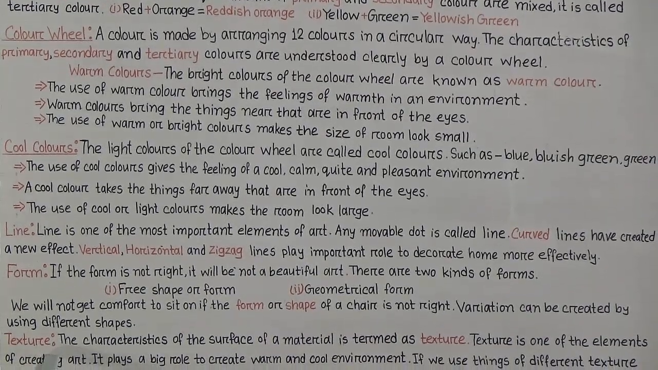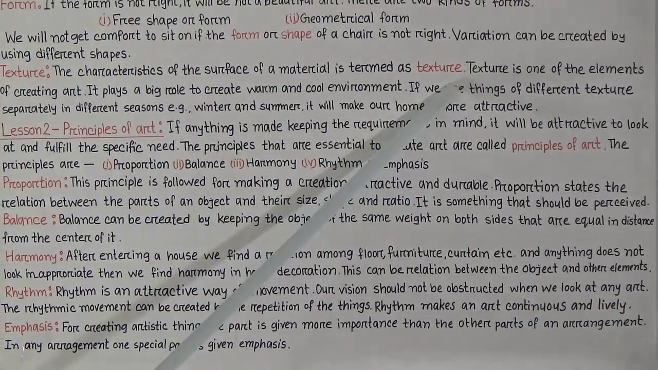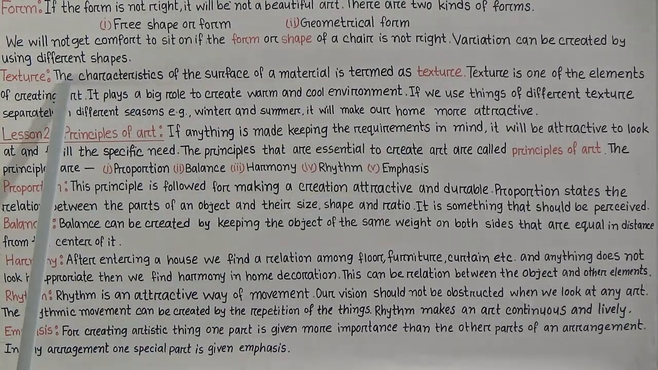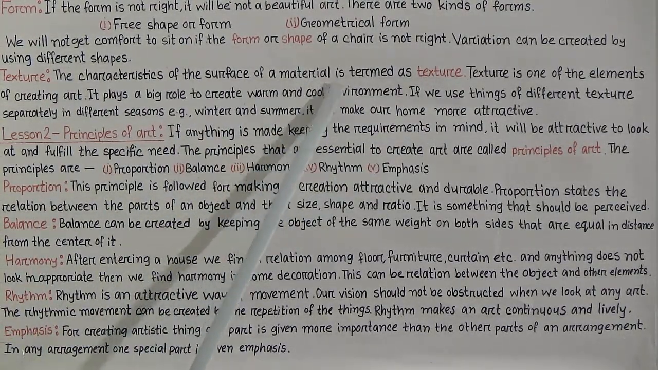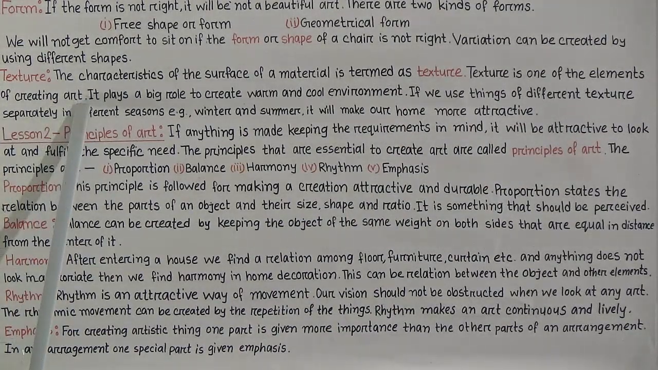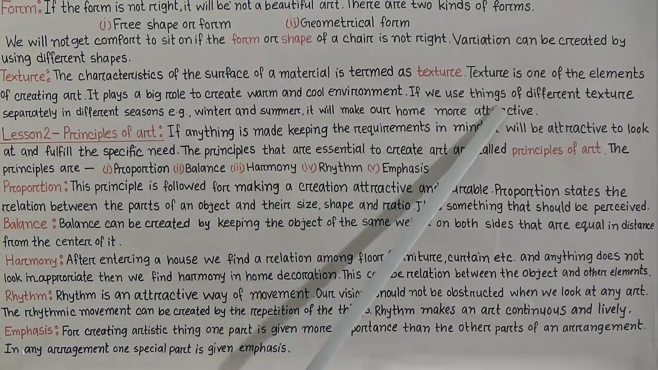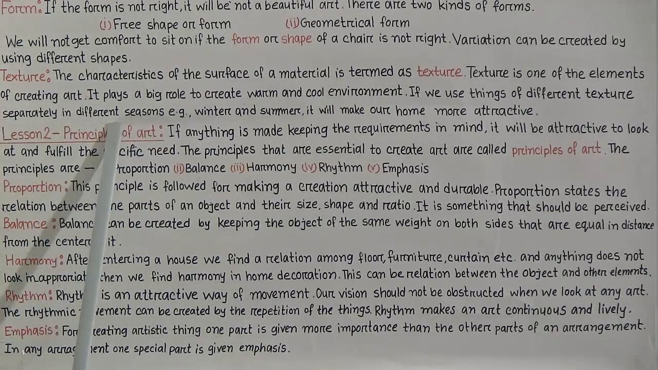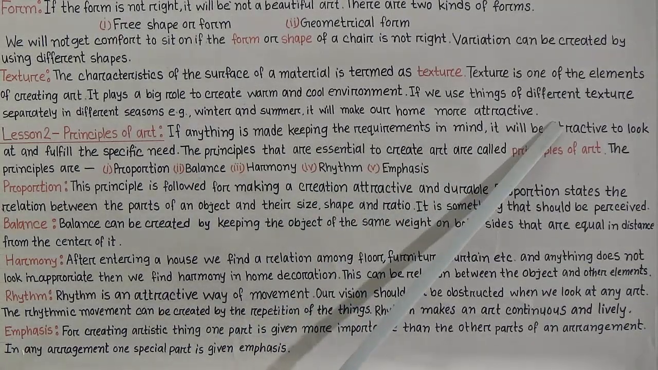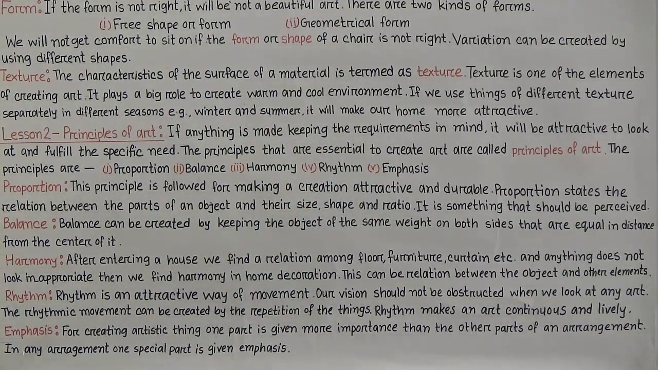Now we'll learn about texture. The characteristics of the surface of a material is termed as texture. So again the question arises, what is texture? You can answer: the characteristics of the surface of a material is termed as texture. Texture is one of the elements of creating art. It plays a big role to create warm and cool environment. If we use things of different texture separately in different seasons, for example winter and summer, it will make our home more attractive. So we'll use different shapes and different designs in different seasons.